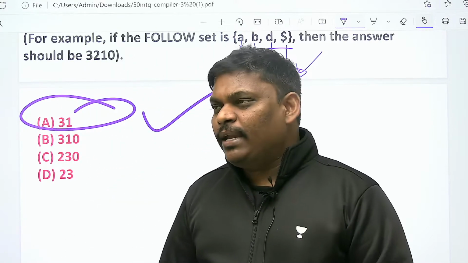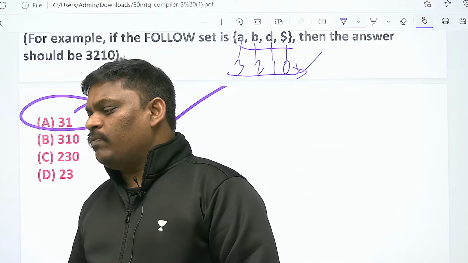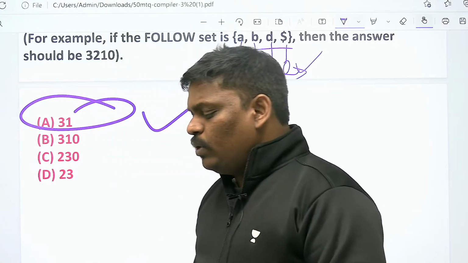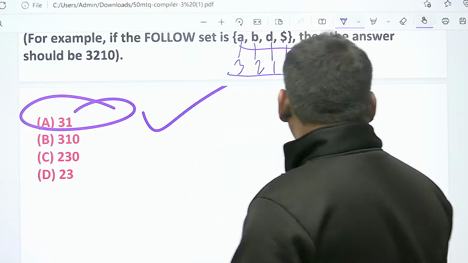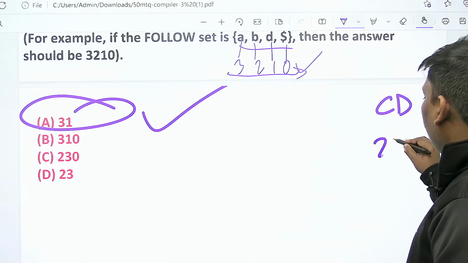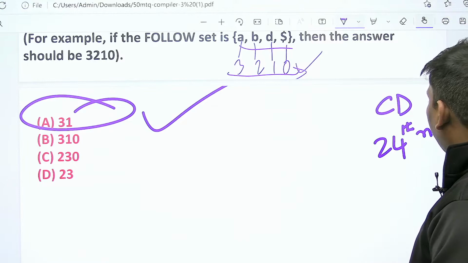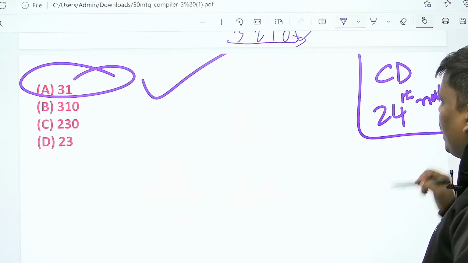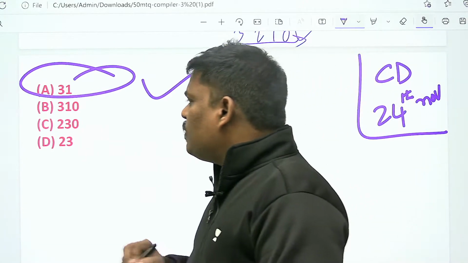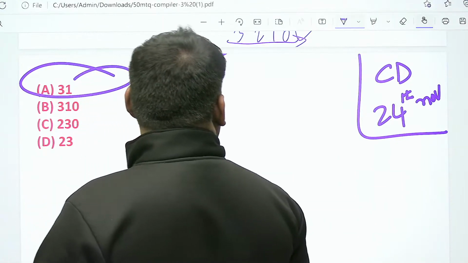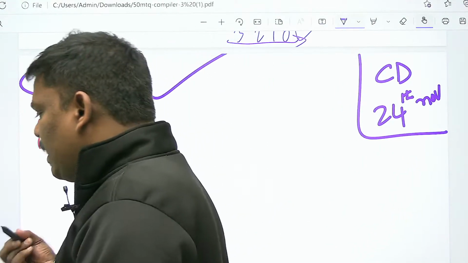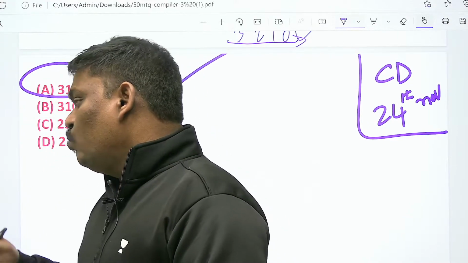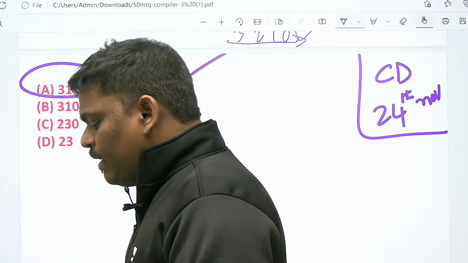Those people who attend my lecture never forget first and follow. Today only compiler design is started, on 24th November. So the starting classes happen today. Tomorrow onwards, the actual story will happen. If you attend my lecture on compiler design, first and follow, we will do 30 problems, and you will never make mistakes.